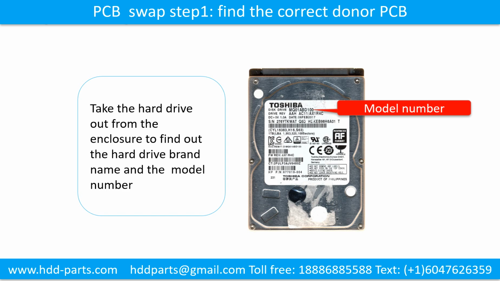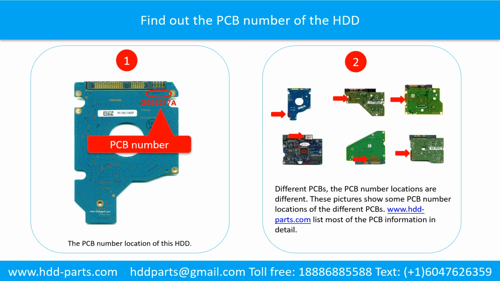Locate the hard drive model number on the front of the hard drive label. Find out the printed circuit board number of the hard drive. Picture 1 shows the printed circuit board number location of this model hard drive. For different printed circuit boards, the printed circuit board number locations are different. Picture 2 shows some printed circuit board number locations of the different PCBs.